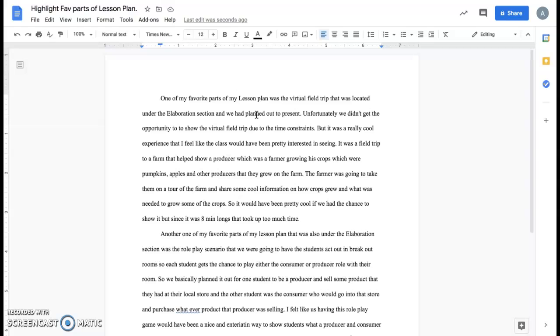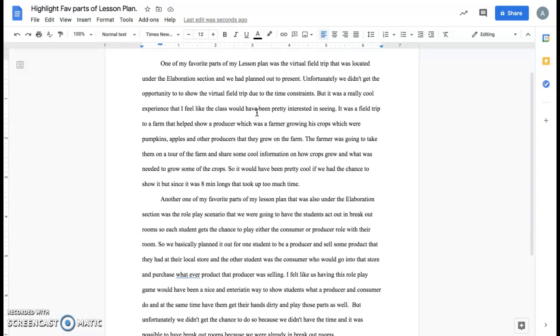So we had this planned out into the presentation, but unfortunately, we didn't get the chance to show it in the actual lesson itself. So it was a virtual field trip that was planned to take place on a farmer's farm to help show what a producer grows on his farm, which could be crops or anything else he produces on his farm. So in the virtual field trip, he showed what he had, which was pumpkins, apples, and other produce that he was growing.